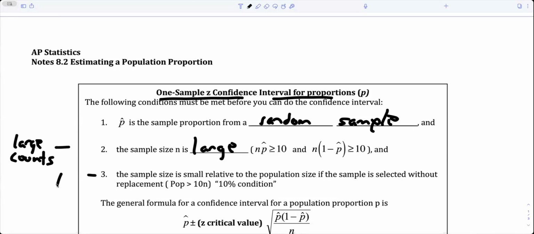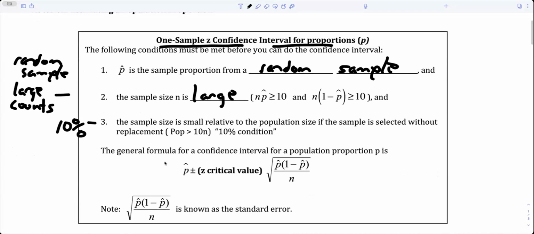And then we have the 10% condition. The sample size is small relative to the population size. So the population must be greater than 10 times the sample size. Okay, so basically three things. It's got to be a random sample. We have to have the large counts, which for a proportion is n times p hat greater than or equal to 10, and n times 1 minus p hat greater than or equal to 10. And then we have the 10% rule.